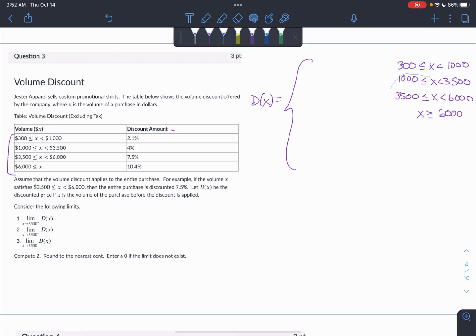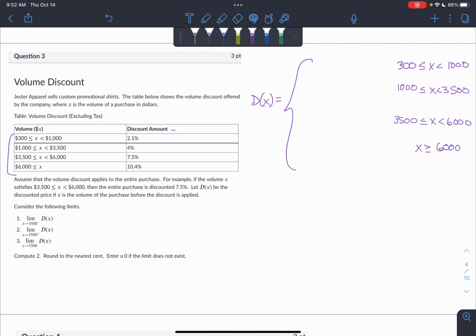Let me space them a little more. All right. And then so all we need to do is define each of these pieces. So our discount amount, this is going to be the amount taken off of the total. So really we want to compute 1 minus the discount amount. So for the first one we want 0.021. So the discount amount is a percentage. So now we want to make it a decimal. And this is going to be 0.979, and we're going to multiply that by our volume, x.